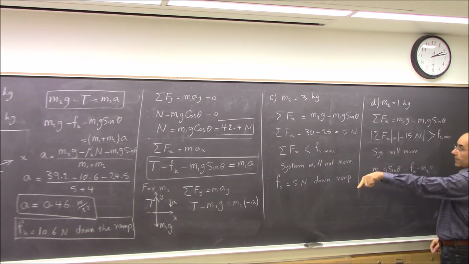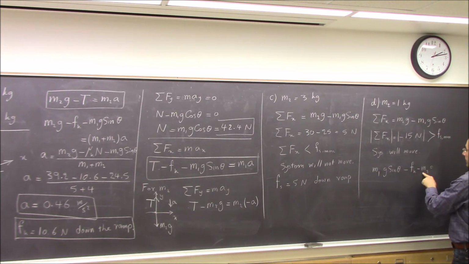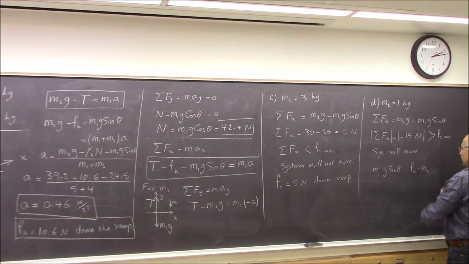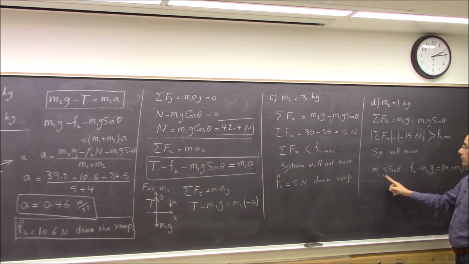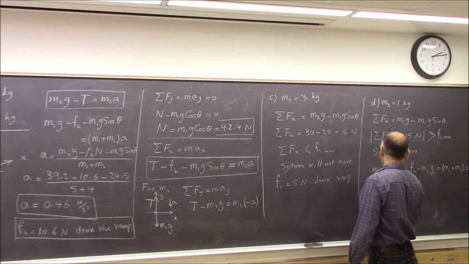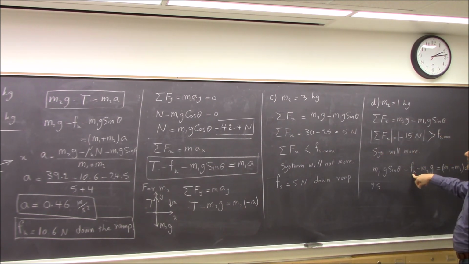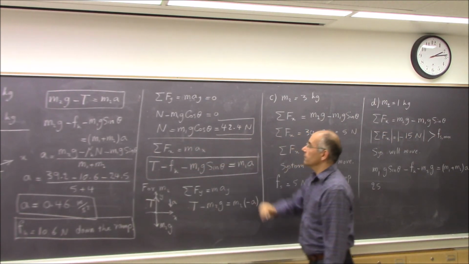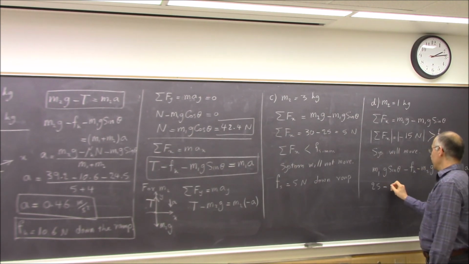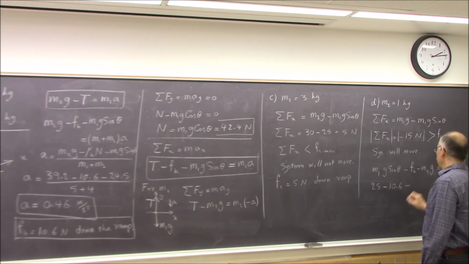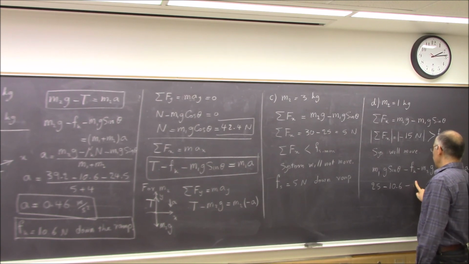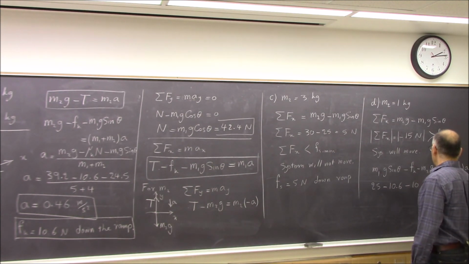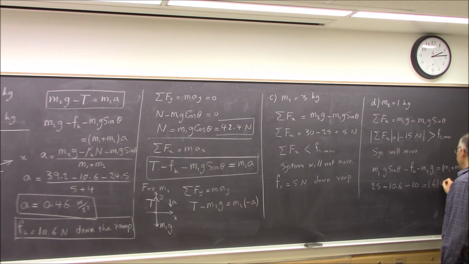So system will move. And how much is the acceleration? M1G sine theta pushing that way, Fk is pushing up, and M2G is pushing the other way, equals M1 plus M2 times acceleration. What is that? That's about 25 if g is 10, 25 Newton. What is Fk? Fk is normal force times mu k, which is 0.25. So that's negative 10.6, negative M2G, which is 9.8 or 10, which is equal to M1 plus M2, 6a.